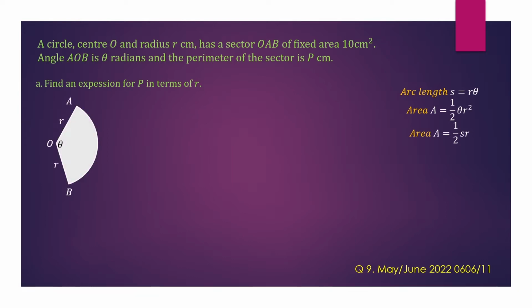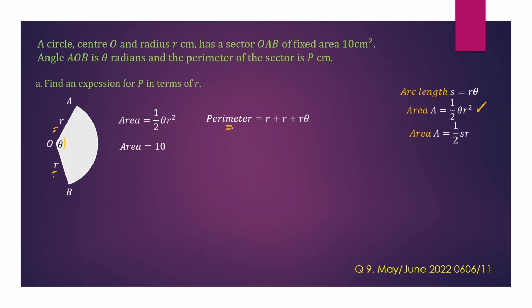Let's start by drawing a diagram. We have our sector shown here, AOB. We have the angle, theta, and we have the radii marked here. So the area formula, the second formula on the right side, is half times theta times r squared. We'll use that to get our expression for the perimeter.